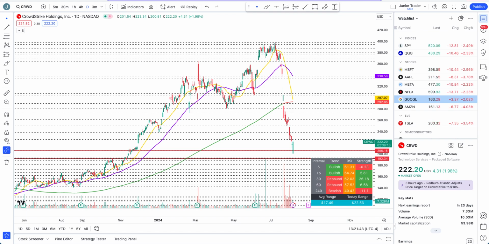This is Junior Trader, and in this video we are taking a look at CrowdStrike stock, and we'll be talking about: is this the bottom and are we going to go back up from here? And if we do, what are the targets that we are watching, and all in all, how this thing may eventually turn out. So I want to talk about all of that in this video.